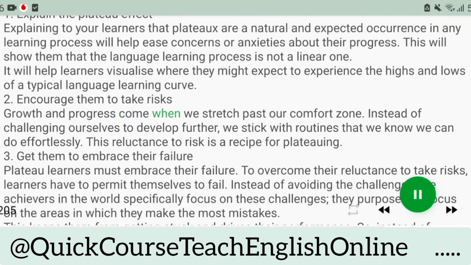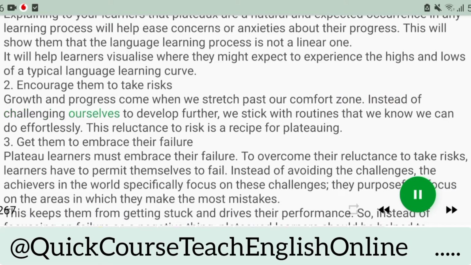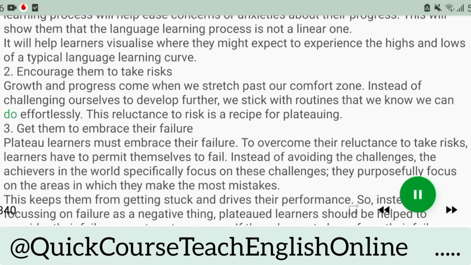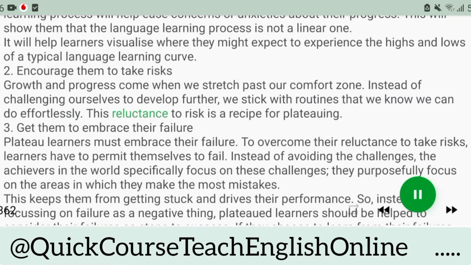2. Encourage them to take risks. Growth and progress come when we stretch past our comfort zone. Instead of challenging ourselves to develop further, we stick with routines that we know we can do effortlessly. This reluctance to risk is a recipe for plateauing.